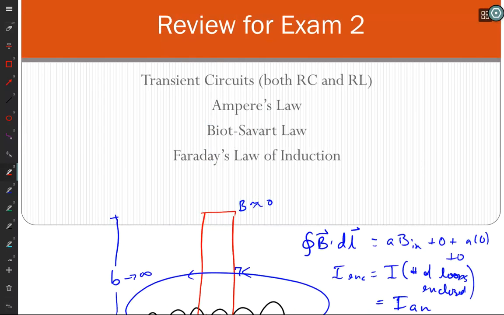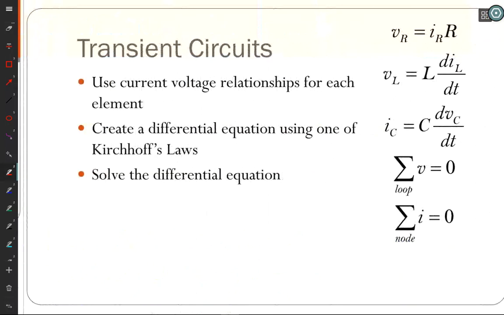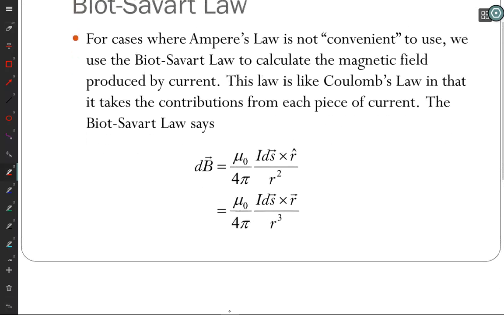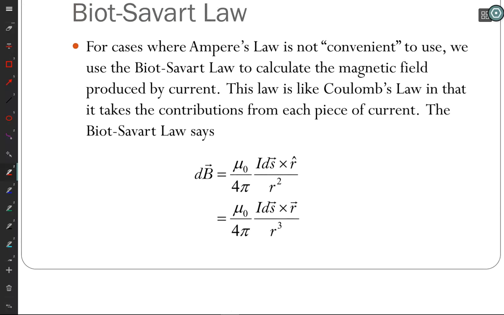Is that clear? Okay, then the Biot-Savart law. The Biot-Savart law is like Coulomb's law. If we don't have a simple geometry, then we have to use the Biot-Savart law. It's still the same idea as Ampere's law, that a current is going to create a magnetic field.